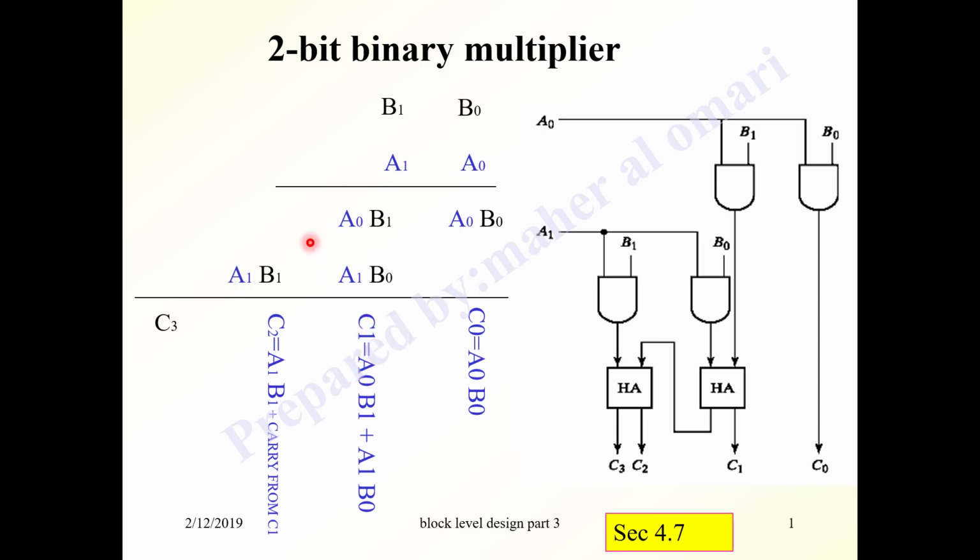The carry out of this is going to be added here to the output of this AND gate, which has A1, B1, in the full adder. And the output of this full adder is C2 and the final carry, which is C3. And this is the circuit that we are looking for. It multiplies 2 bits B0 and B1 with A0 and A1, and we get the outputs C0, C1, C2, and C3.